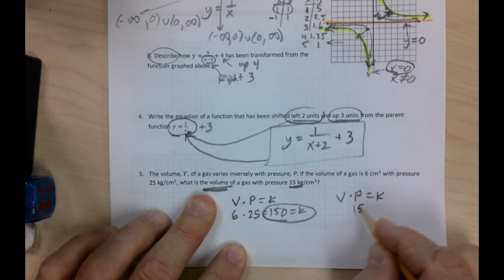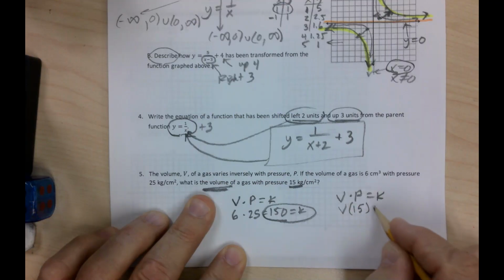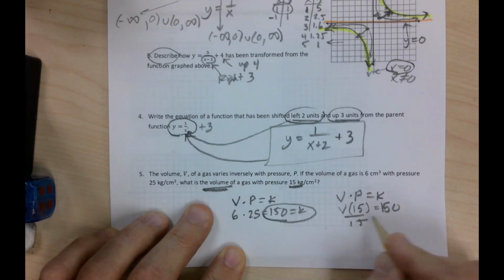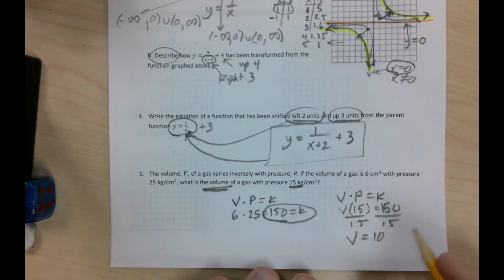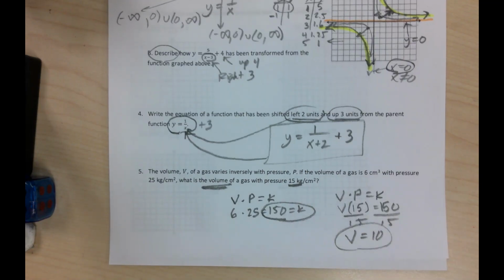So if that's 15, we're trying to find the volume. We know our K is 150. Divide by 15, divide by 15. The volume would be 10. And there it is.